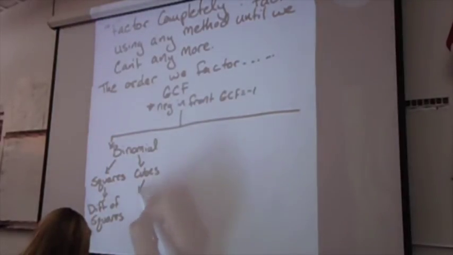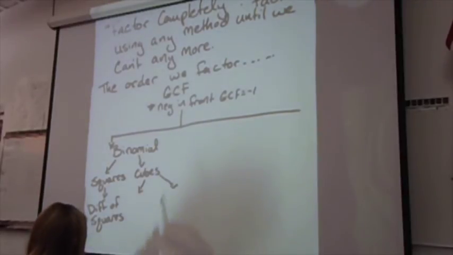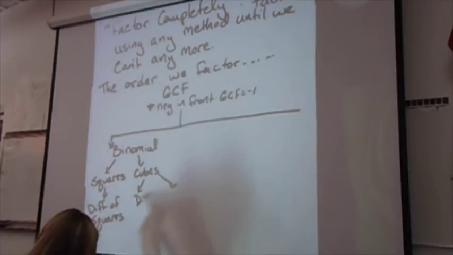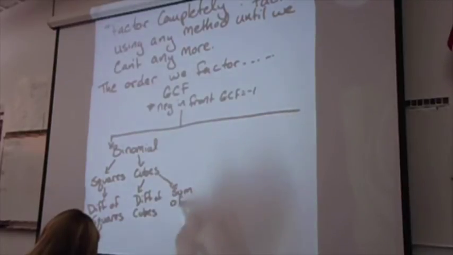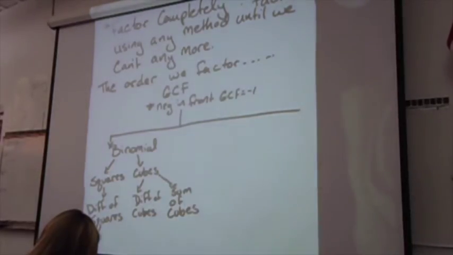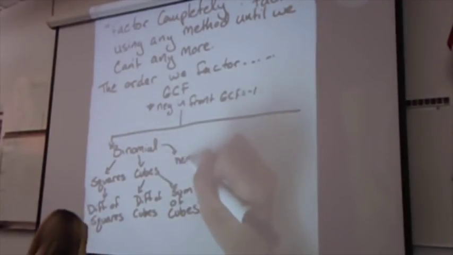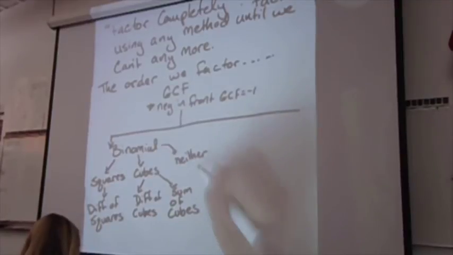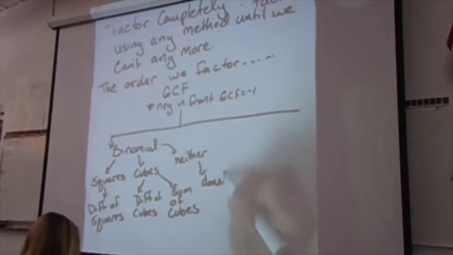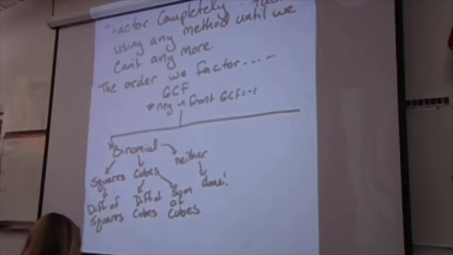If you have cubes, you have another decision to make. And that is you're either going to be doing the difference of cubes, or you're going to be doing the sum of cubes, depending on if it's a plus or a minus. If you don't have either, so neither one, then you're done. You only did a GCF, and that's fine.